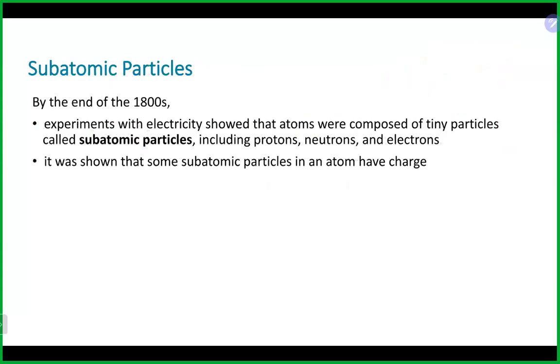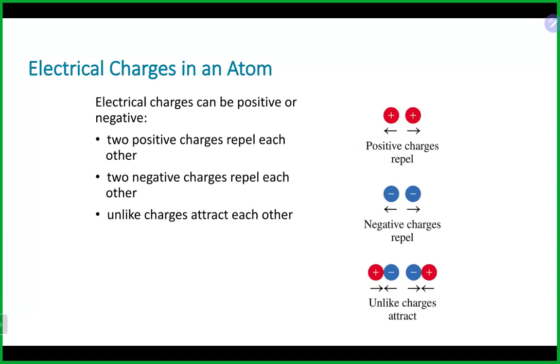All right, so as I mentioned before, atoms were believed to have some type of internal structure, even though they're really small. Again, protons, electrons, and neutrons are these subatomic particles.